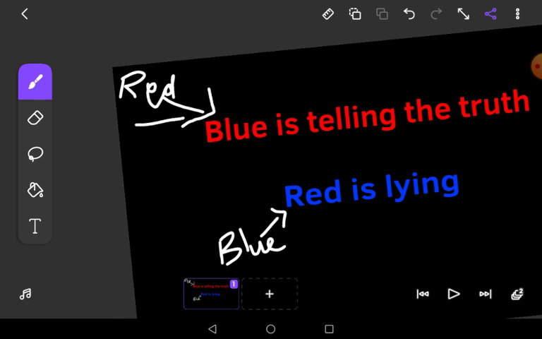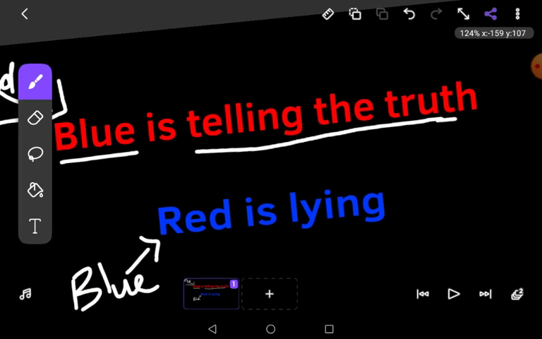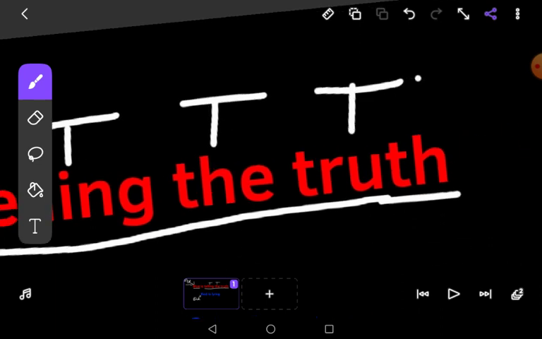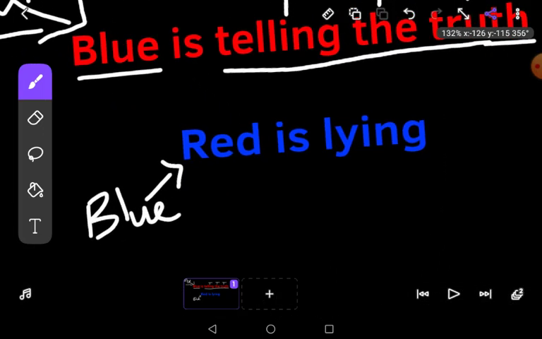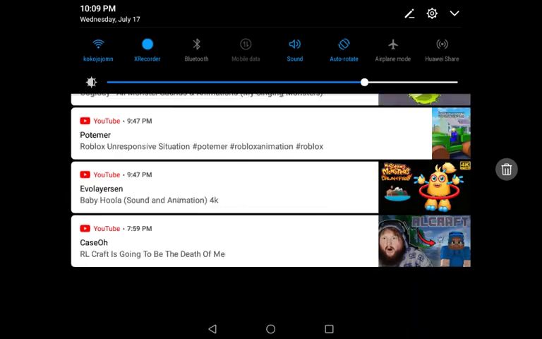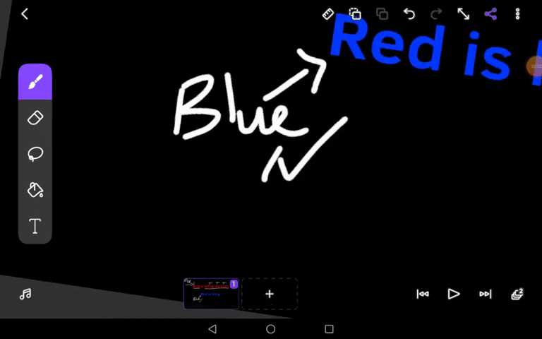So red is telling... No. Red is not telling the truth. Red is saying that blue is telling the truth. Okay? He is telling the truth. It's okay. But if blue is telling the truth, that means blue is verified. Blue is holy. Okay. I mean, blue is verified to be telling the truth.